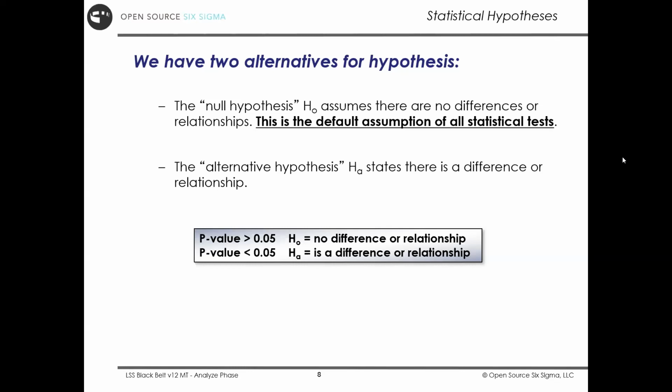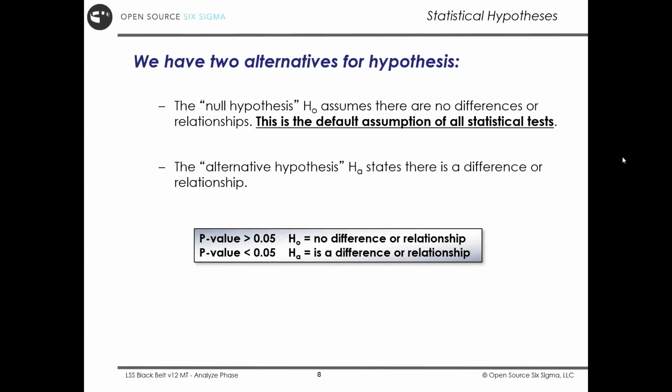Every candidate or every prisoner is innocent until we have enough evidence to judge him. It is the same idea here. So the H naught, which always has an equal sign, will always assume that you did nothing. 2 suppliers are like each other, 3 waiting times for different clinics are like each other, no relationship, and so on.